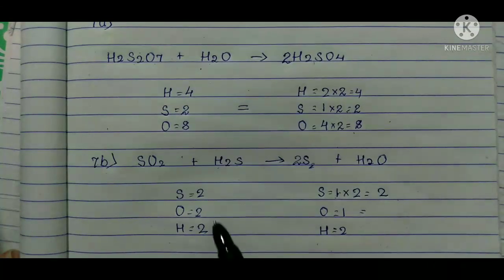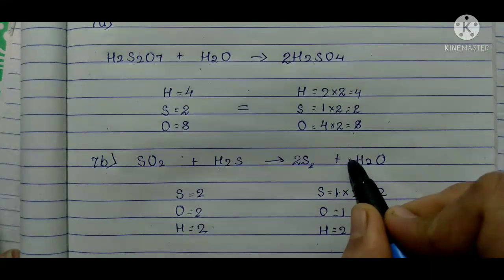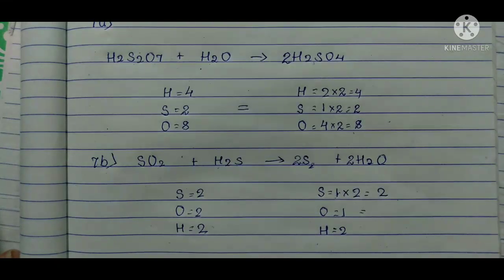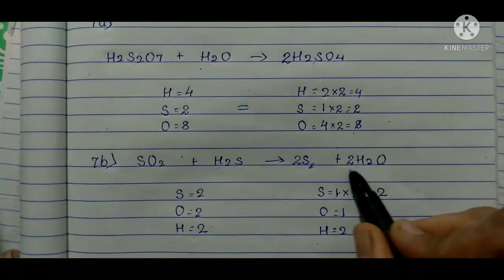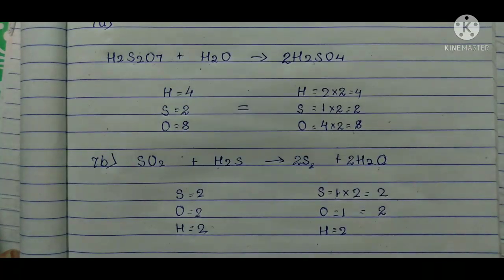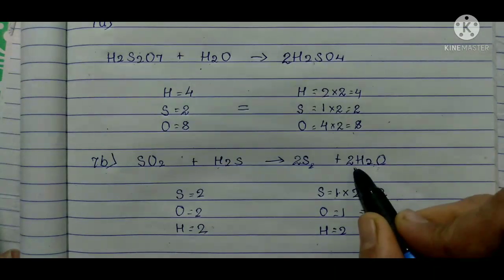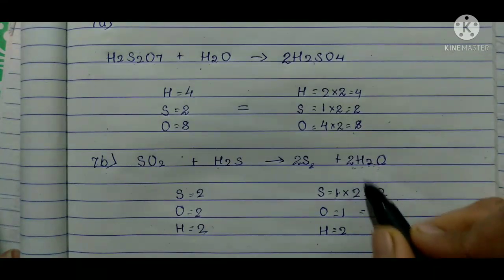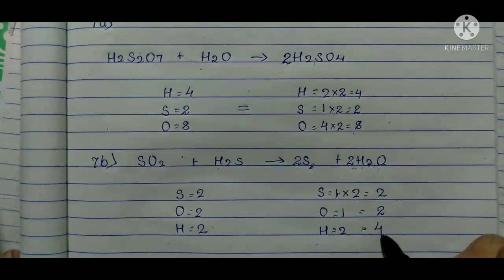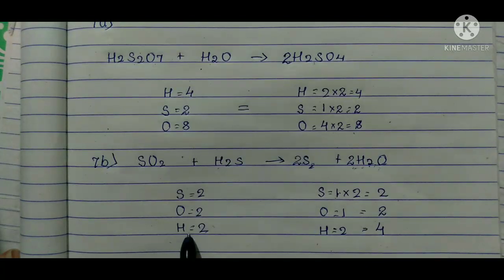Next, oxygen is 2, oxygen is 1. So where can I increase the number of oxygen? Here. So to increase the number of oxygen, I have to write 2 here. Now oxygen is 2. See how many oxygen? Oxygen is 2. At the same time, when I tried to balance oxygen, hydrogen became unbalanced. Now hydrogen is 4 here, 2 2s are 4. Hydrogen is 4 and here hydrogen is 2.